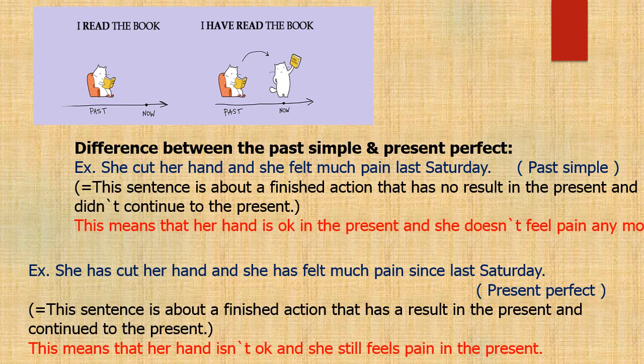However, when we say she has cut her hand and she has felt much pain since last Saturday, here we use the present perfect. This sentence is about a finished action that has a result in the present and continued to the present. This sentence means that her hand is not okay and she still feels pain in the present.